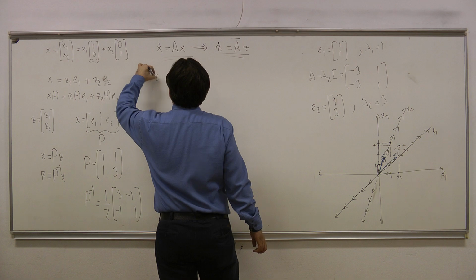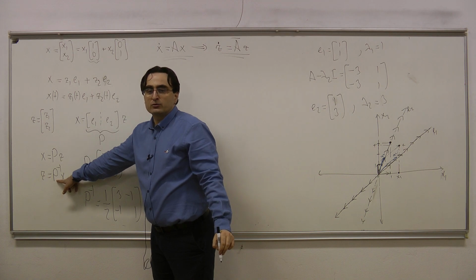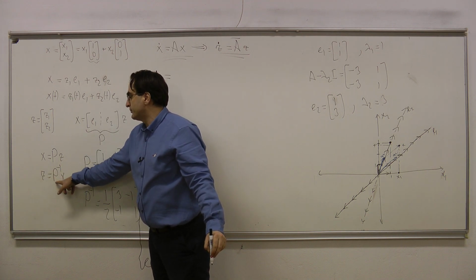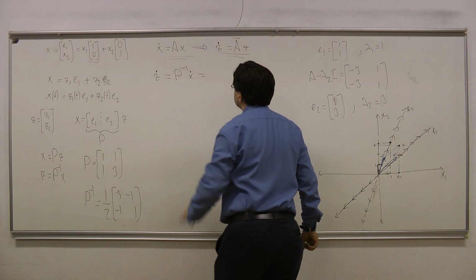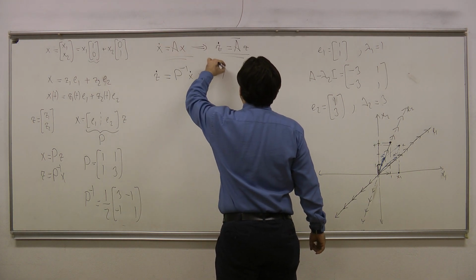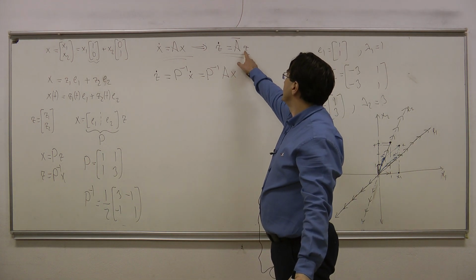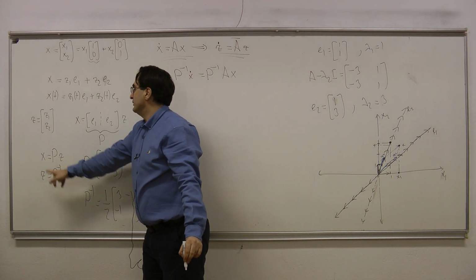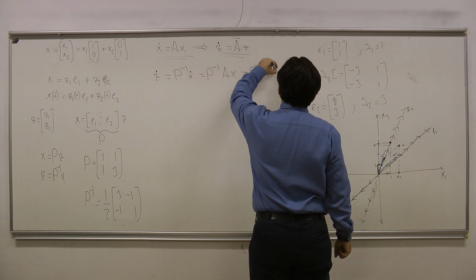So let me start with z dot. Z is equal to P inverse x. P is constant with respect to time, so P inverse is constant with respect to time. When I take the derivative of both sides of this equation, it gives me P inverse times x dot, and x dot is A times x. But I want to get rid of this x because on the right hand side I need z. So for that I use the first equation, x equals P times z. That gives me P inverse A P z.